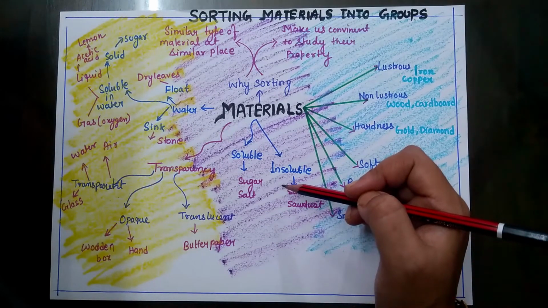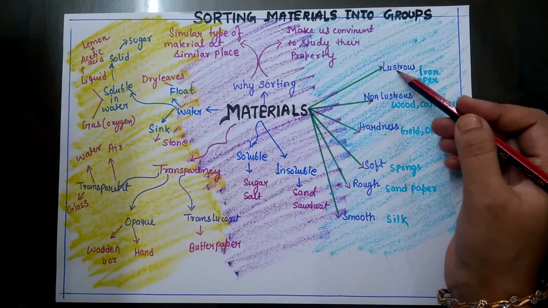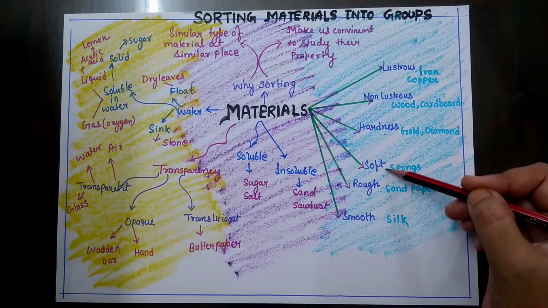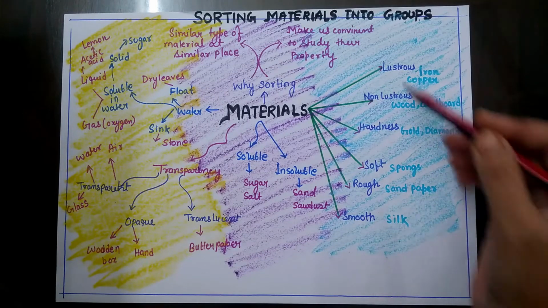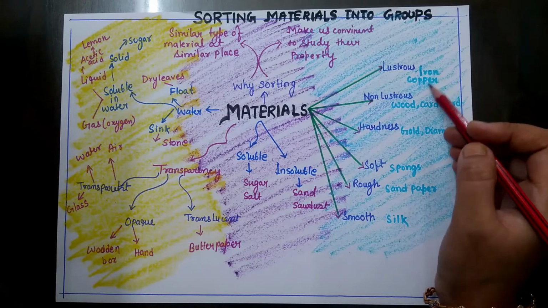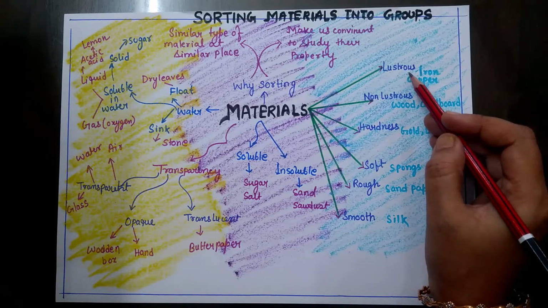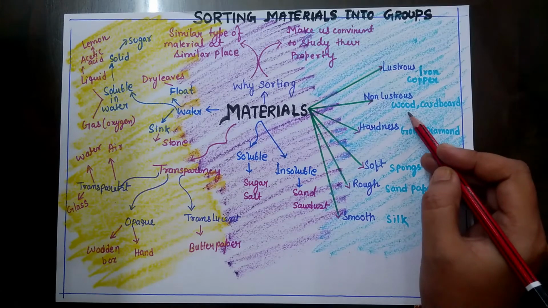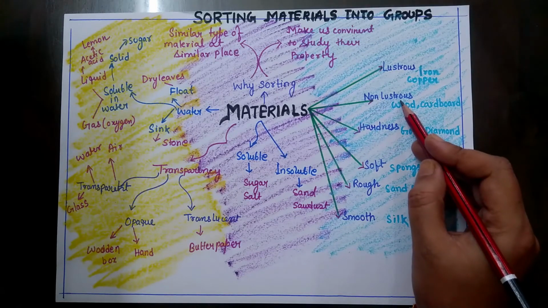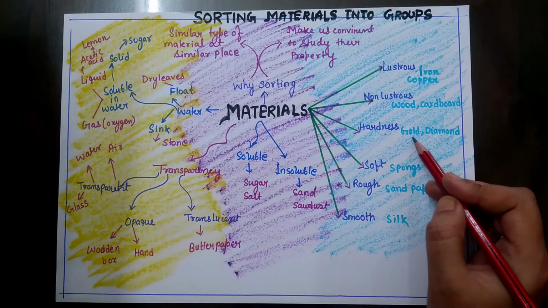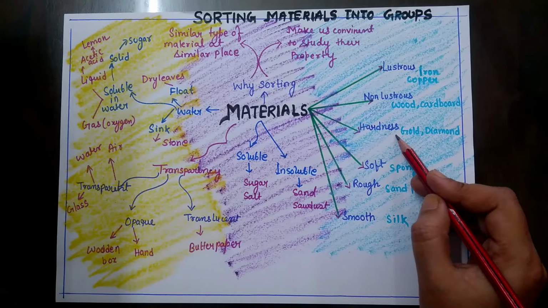Talking about the substance based on their structure, it can be of different types like lustrous, non-lustrous, hardness, soft, rough and smooth. Lustrous means shine, the object which has shine. Example: the iron, copper. They are the lustrous materials. Non-lustrous means they do not have any shine, like wood, cardboard. They are categorized under non-lustrous. Hardness means which cannot be molded, like gold, diamond. They are the hardest known substances.